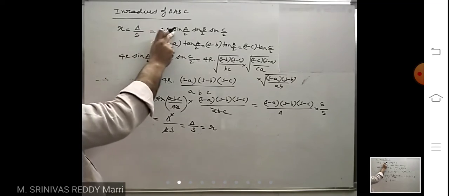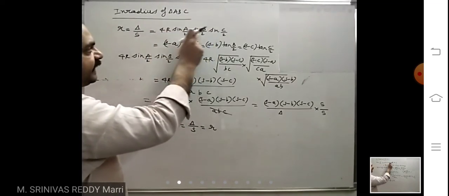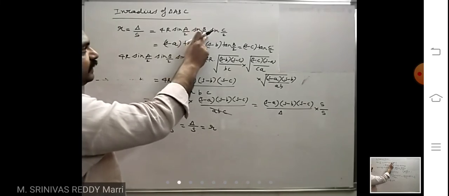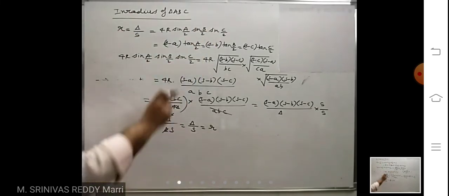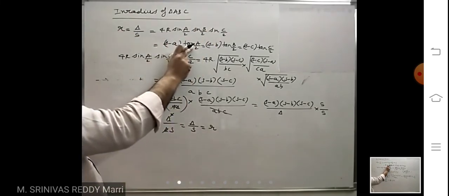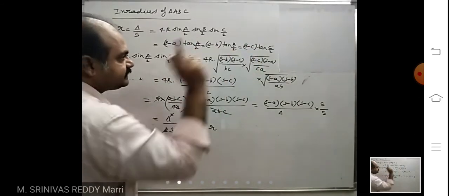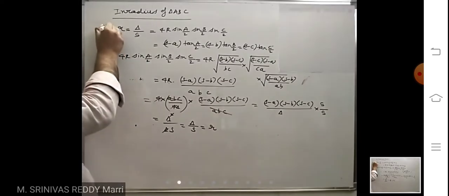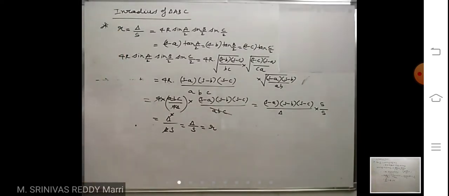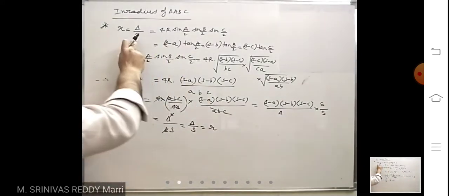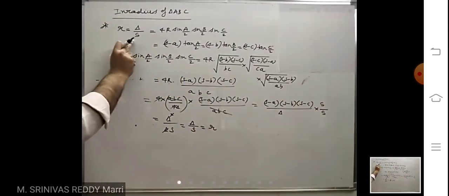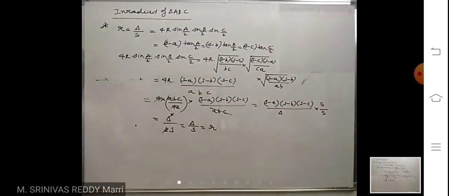This is 4R, all three sines will be there: sine A by 2, sine B by 2, sine C by 2. Like that here, S minus A tan A by 2, S minus B tan B by 2, S minus C tan C by 2. These formulas you have to remember. Whenever r you got, you replace these formulae depending upon the requirement of the problem. Right? That derivation I have done because of this formula delta by S. Finally, you remember this one, delta by S.